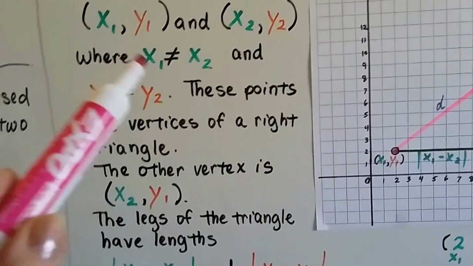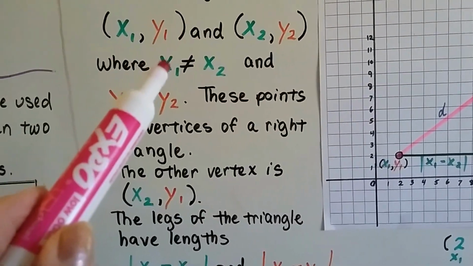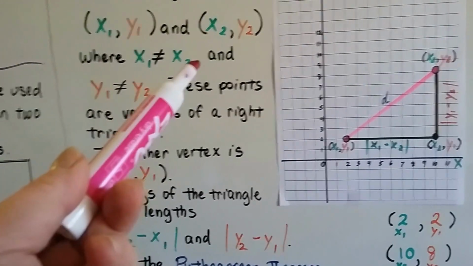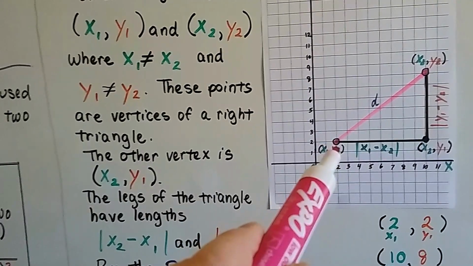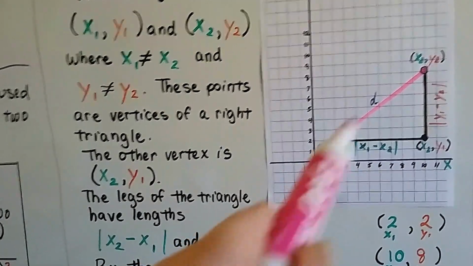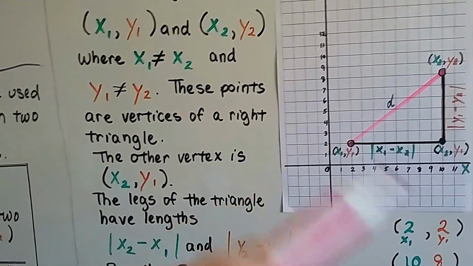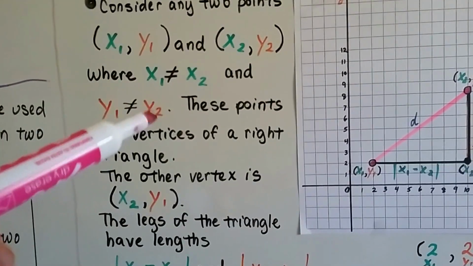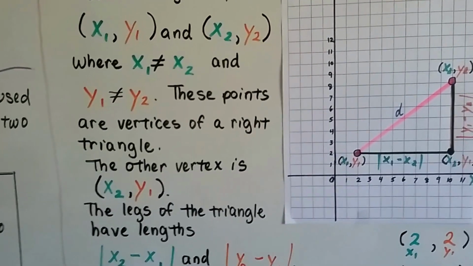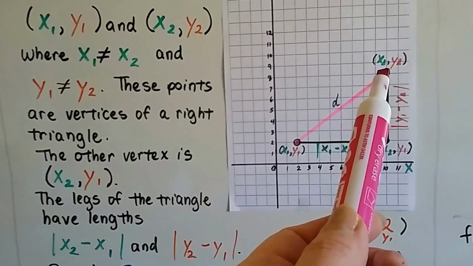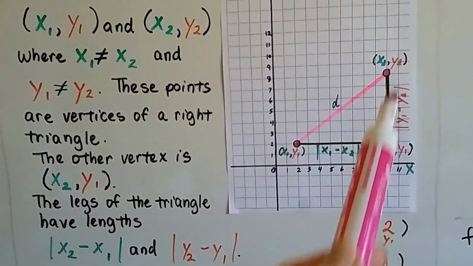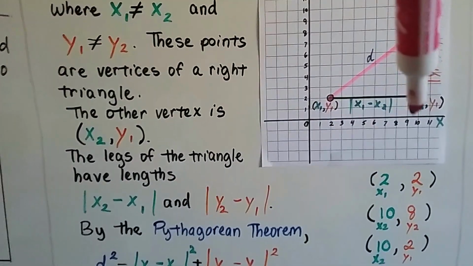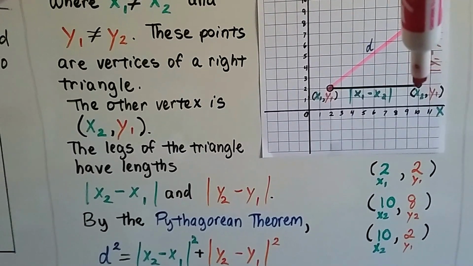And as long as this first x is not equal to the second x, because we would get a 0, wouldn't we? If our second x point was at the same spot, we wouldn't even have a line, would we? It would be on top of each other. And the first y can't be the same value as the second y. And these points are vertices of a right triangle. See? It's a vertex. That's a vertex. It's a corner. And then there's our other vertex, the x sub 2, y sub 1.